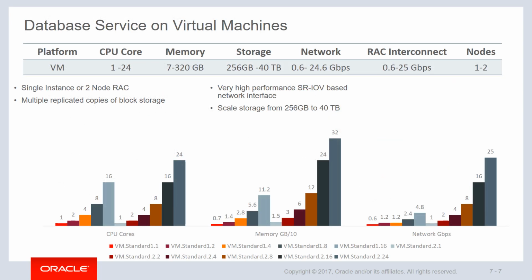Now, on the virtual machine side of the house with the database service, there are a wide variety of options available. Similar to the compute model, we have nodes running from 1 to 24 cores total, with network capacity of between 600 megabits per second and 24.6 gigabits per second, with the ability to deploy a 2-node RAC or Real Application Cluster with essentially the click of a button. Now, if a customer provisions RAC on the virtual machine database service, this also includes an additional network interface of up to 25 gigabits per second for communication between those RAC nodes.